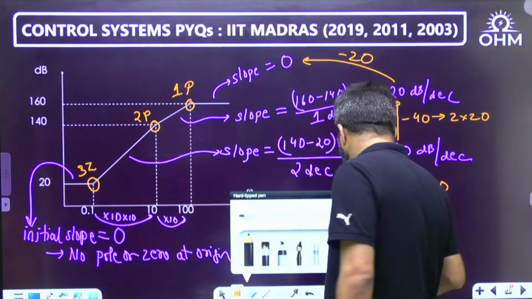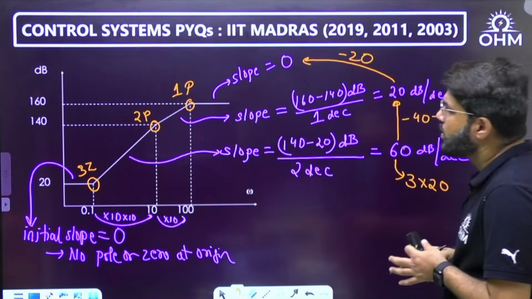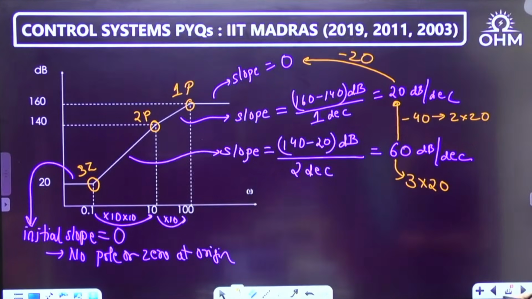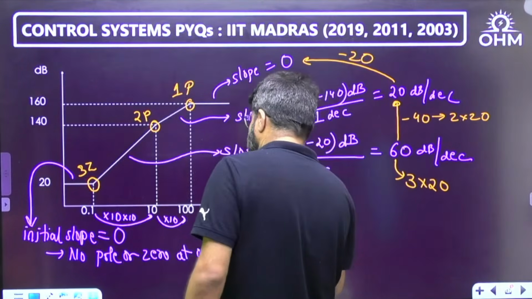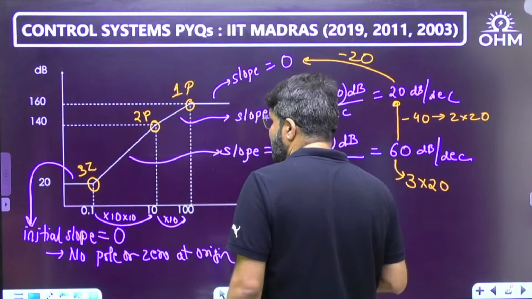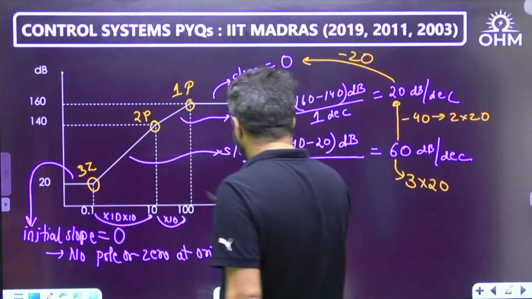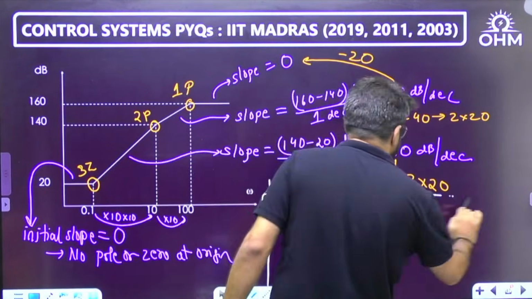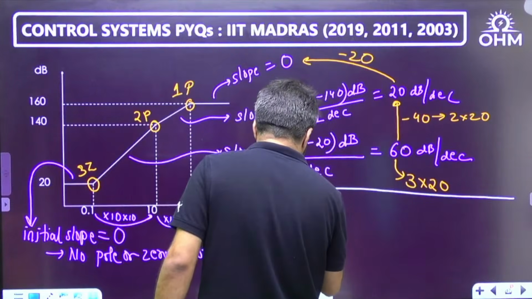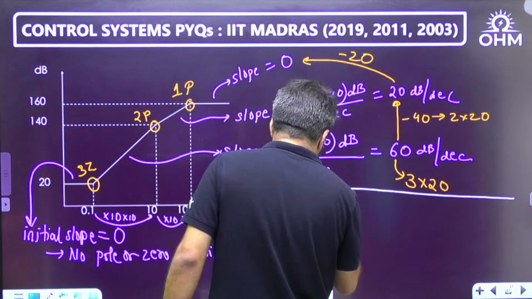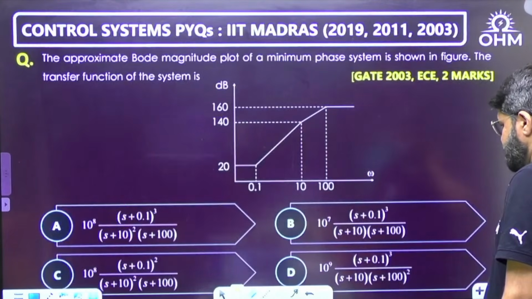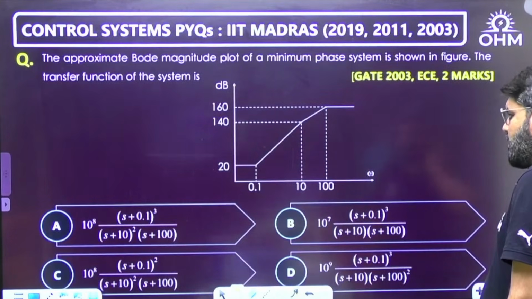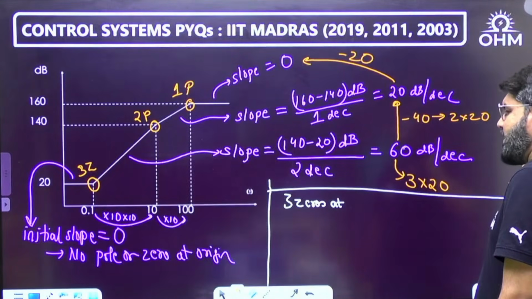Done? Okay. What else? So now what I am able to say is that there are 3 zeros at point 1, 2 poles at 10 and 1 pole. There are 3 zeros at point 1. There are 2 poles at 10.